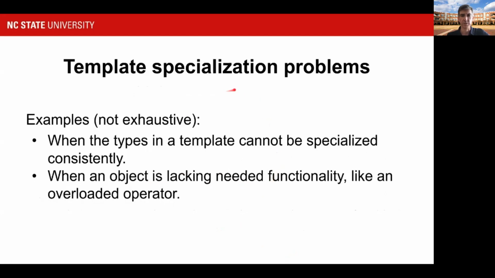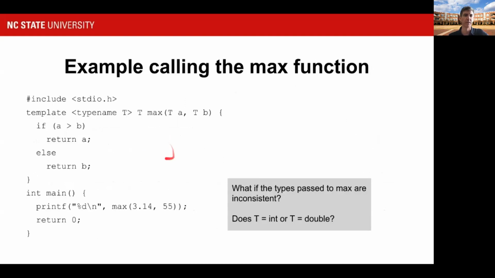Okay, so what are some examples of template specialization problems? One of them is when the types in a template cannot be specialized consistently. We're going to take a look at that right now. And another is when an object is lacking functionality, like an overloaded operator, to make the template work. So let's say I'm calling the max function, right? And this type name T means that we can pick one type to substitute in for T. Everywhere we see T, it needs to be an int or a double or a character or a complex number that we've implemented as an object or something like that.